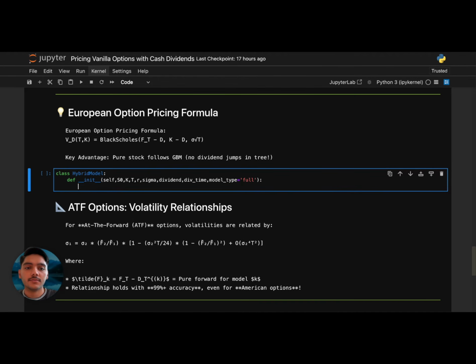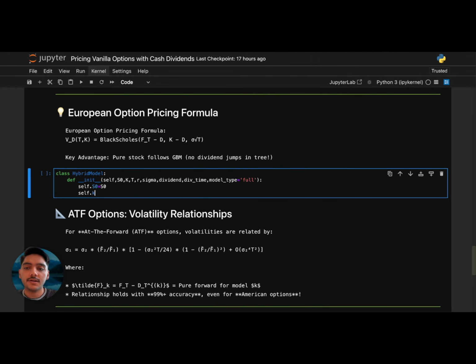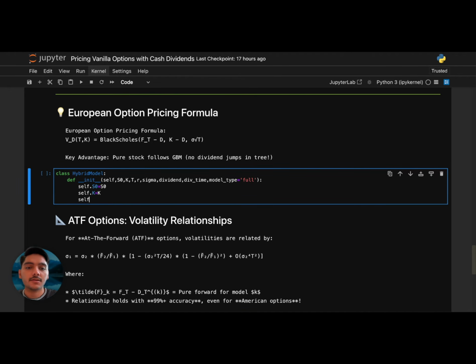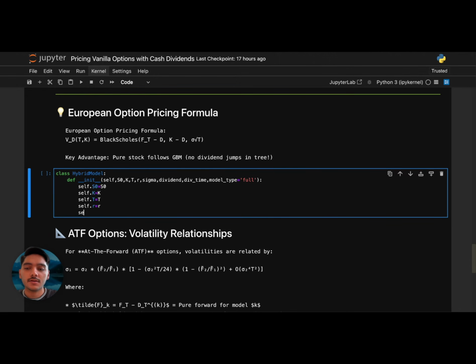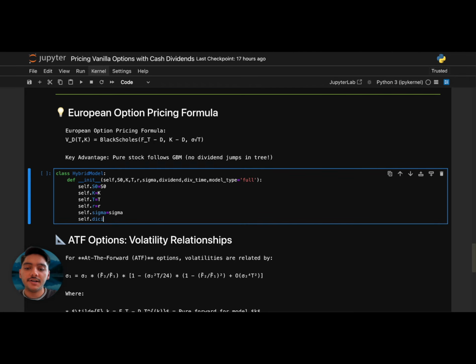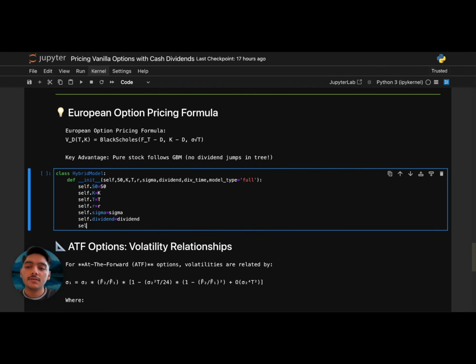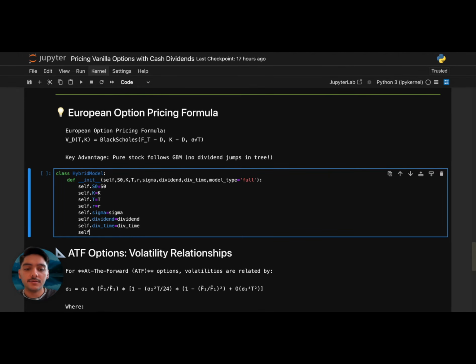Now let's set the parameters: self.S_0 is equal to S_0, self.K is equal to K, self.T is equal to T, self.r is equal to r, self.sigma is equal to sigma, self.dividend is equal to dividend, self.dividend_time is equal to dividend_time, and self.model_type is equal to model_type.